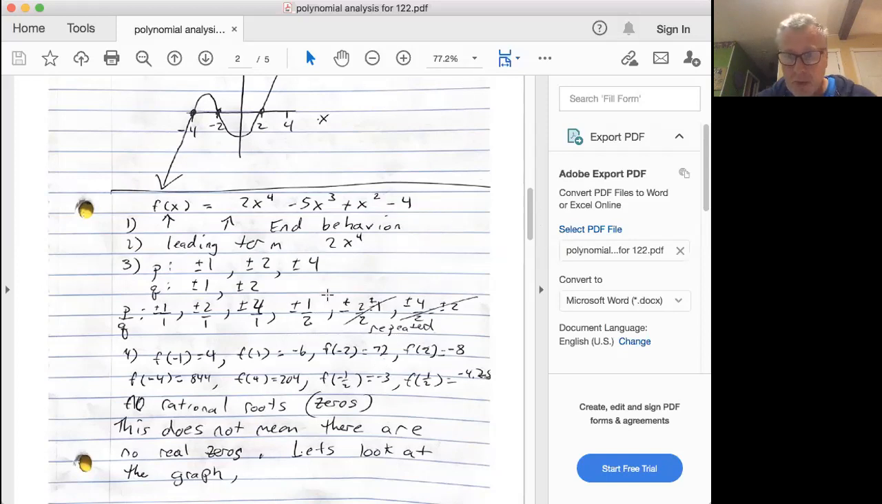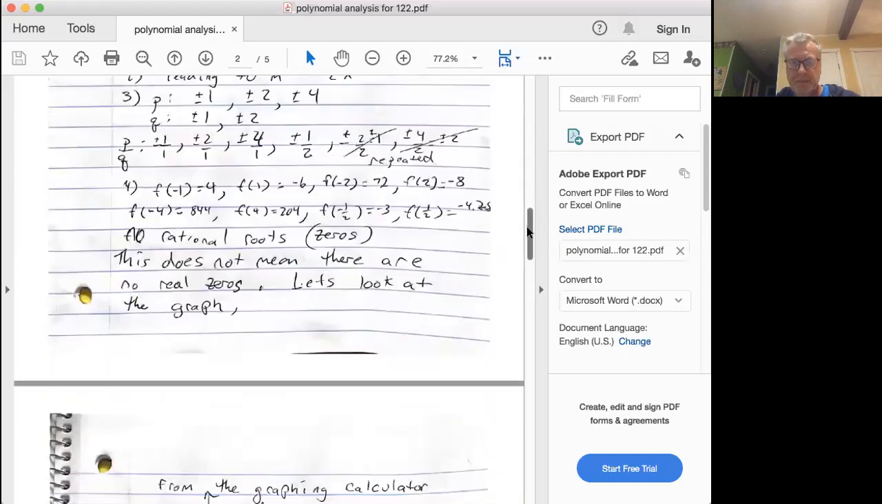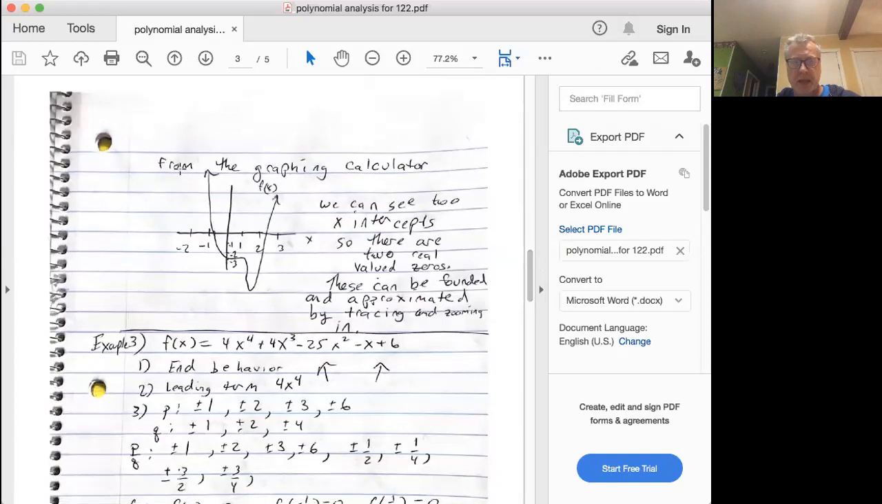Let's go further. Let's put this into our calculator, if you will, and let's graph it. And we get something that looks like that. In fact, we have one real valued 0 here, but again, it's an irrational number. It's a number we can't get by using the rational root theorem. And we have another one over here, so we have a second one that's irrational. So since that's the case, we probably have some complex numbers involved with this as well. Okay. Let's go through the third example.